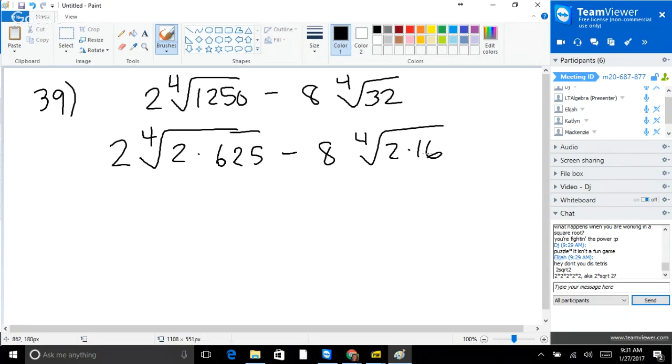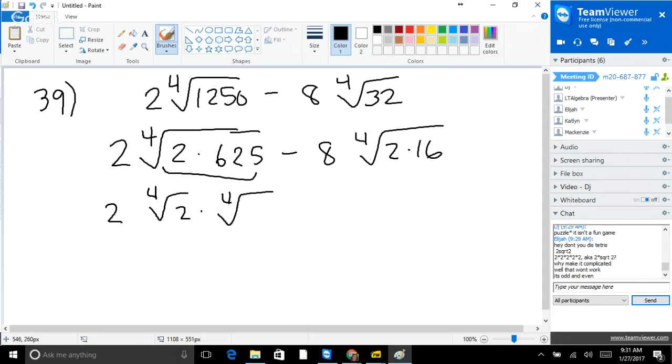Okay. You're like, well, that doesn't really help me. You just added more numbers in there, right? It's actually going to help us out, and you'll see here in just a second why. When we have 2 numbers inside the root, we can break them out. So we can do the 4th root of 2 times the 4th root of 625. And we have 8 times the 4th root of 2 times the 4th root of 16.